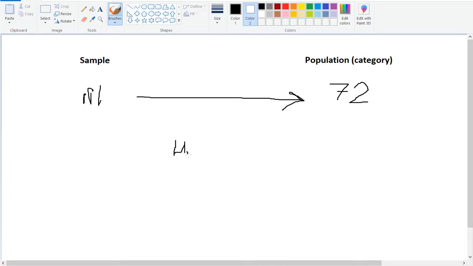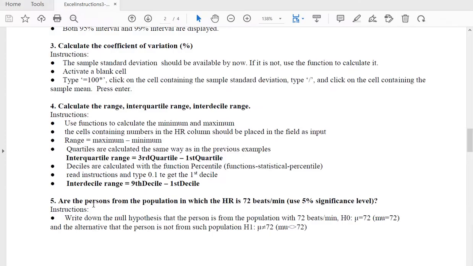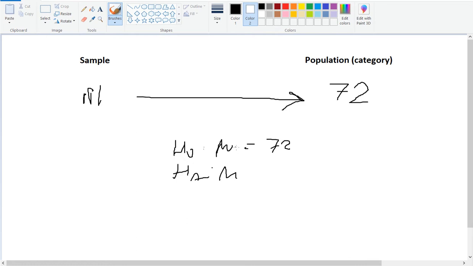It is simple. The H0, the null hypothesis, is that mu is equal to 72, and the alternative is that mu does not equal 72. Let's see the question: are the persons from the population between brackets or not? The null hypothesis is that they are from the population of 72, and the alternative would be that they are not from the population with 72.